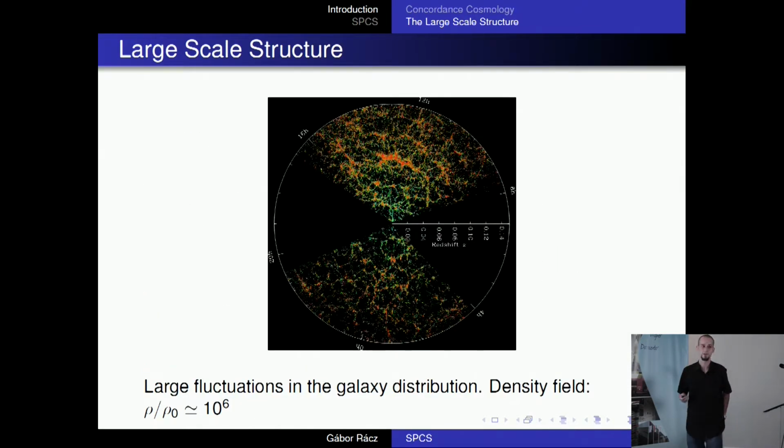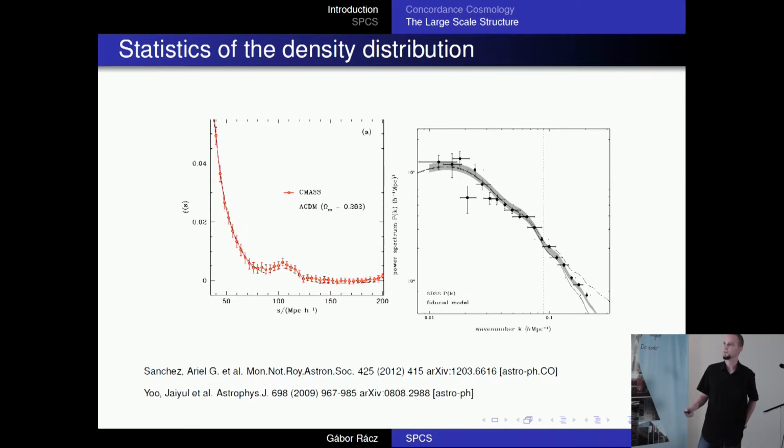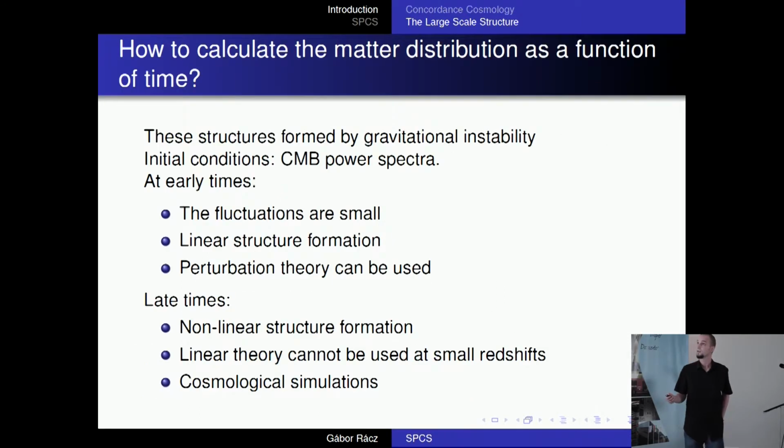So these are nice pictures, but we want to do some statistics. There are basically two functions used for this, but there are many others. The first is the two-point correlation function, and the second is the power spectrum. These basically show how big the fluctuations are at a given scale or wave number. So what is the connection between these two measurements? The connection basically is gravity.